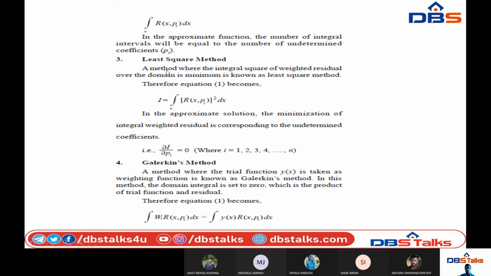Next, coming to the least squares method. In this, the integral of the square of the weighted residual over the domain is minimum. This is also an approximate solution. Minimization of the integral weighted residual: in this, dou a by dou pi equals 0.